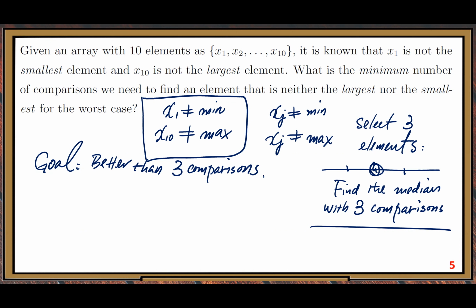Just pick an arbitrary element, and compare it with x1. Let's say compare x2 and x1, and look at the cases. We only have two cases. We can assume they are different: x2 less than x1 and x2 greater than x1.